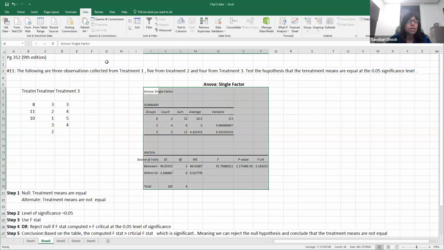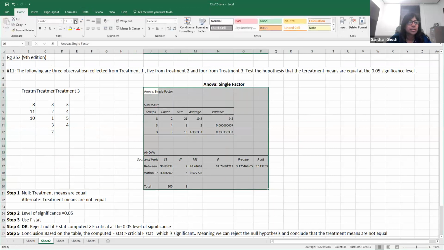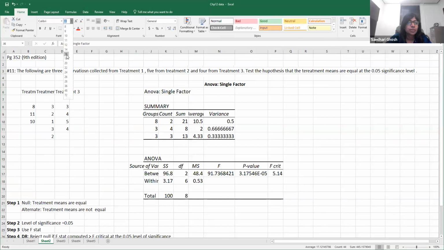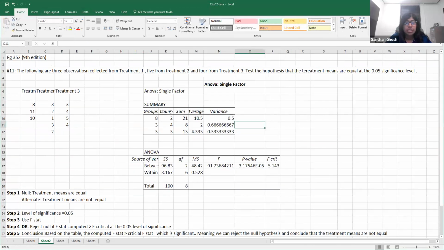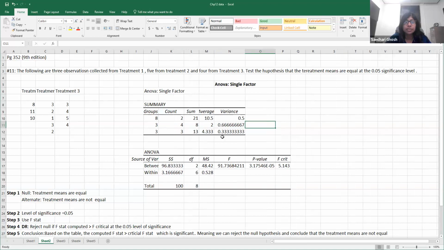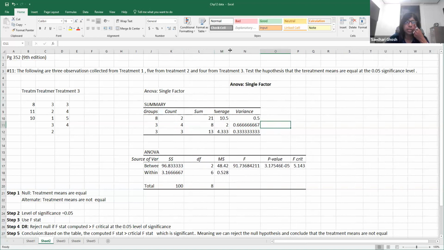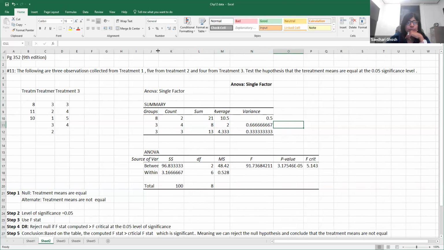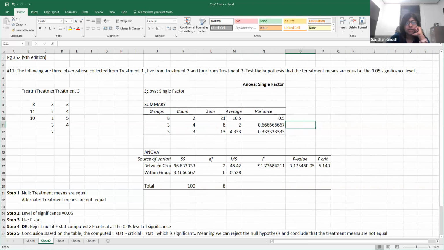Do not mean to make these too little, but as you can see, by the way, the first table itself is a summary statistics table: how many groups, then 3, 2, how many counts in each, the sum, the average, and the variance, etc., the sample variance. And then you have the basic ANOVA table, single factor model.